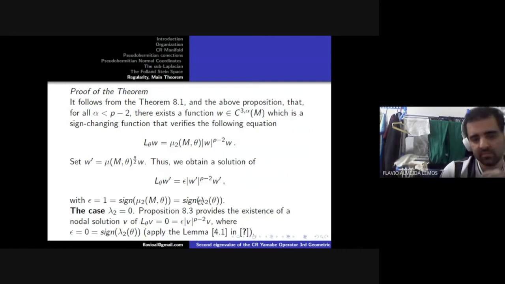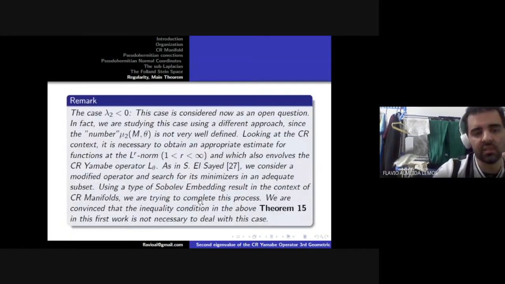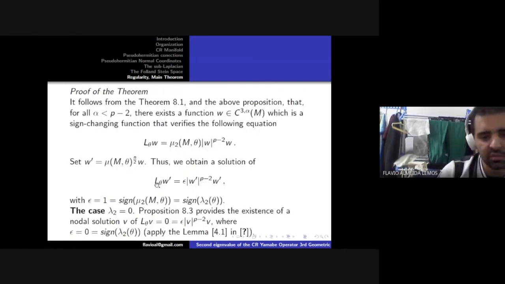Okay. The case lambda two equal to zero is simpler. We have this. Then the sign-changing function satisfies this. All right.